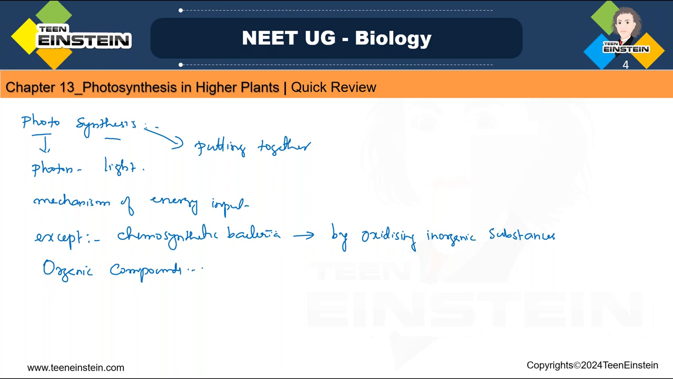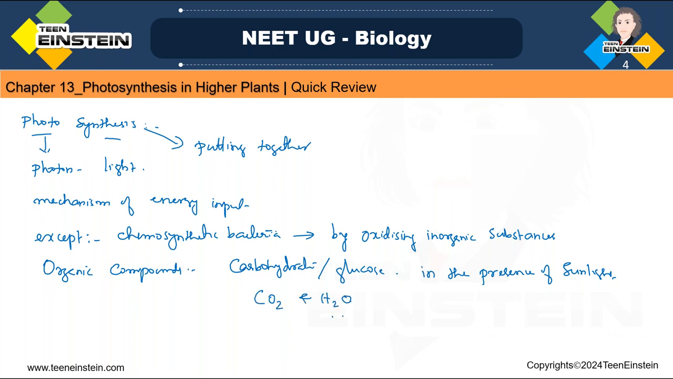The organic compounds like carbohydrate or glucose are made by the cells of green plants. These organic compounds are getting synthesized in the presence of sunlight, with the help of carbon dioxide and water. And where is it taking place? In green plants, in the cells of green plants. This is called photosynthesis.